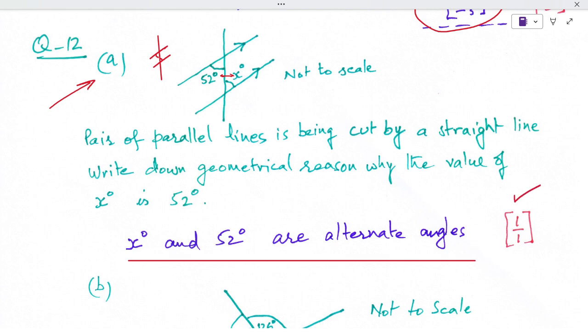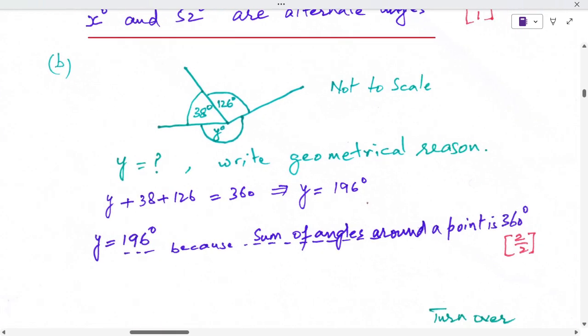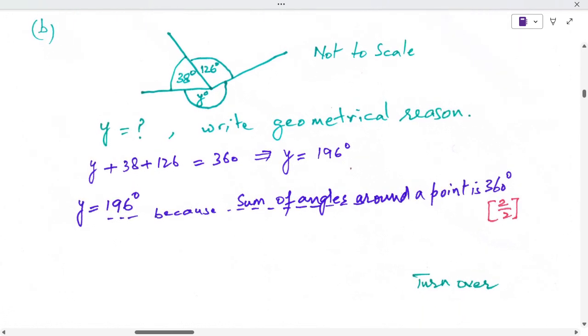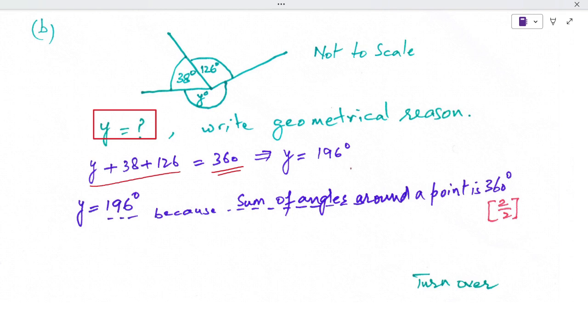Going on to question number 12b. He is asking you the value of y, and we know that the sum of angles around a point R is equal to 360 degrees. So what we do is make an equation and write down y plus 38 plus 126 is equal to 360. Carry out the mathematics and find that y is equal to 196 degrees, because the sum of angles around a point is 360 degrees. So you get 2 marks out of 2.